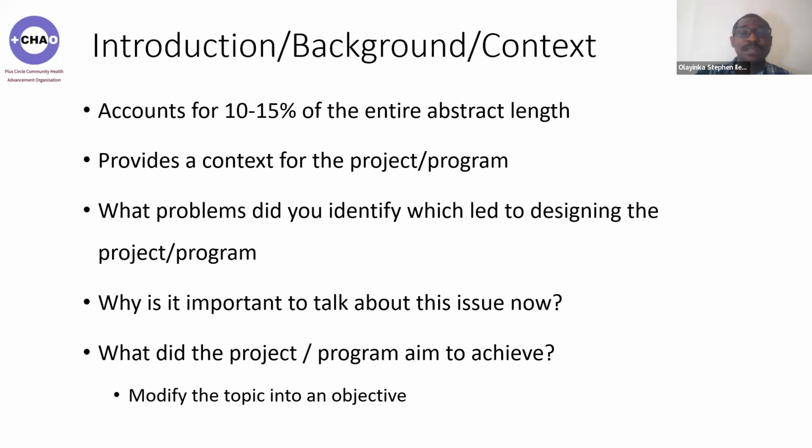So the first is the problem. The third bullet is talking about the problem statement in core research. The next important one, why is it important to talk about it now, is just like the justification. And the last, what did the project or program aim to achieve? This is talking about the objectives. So let's note this. They are very important in the context of your project or program abstract.